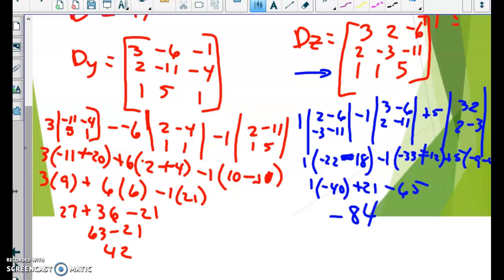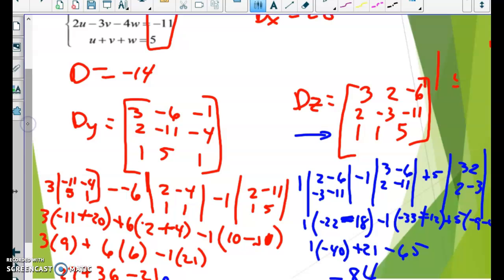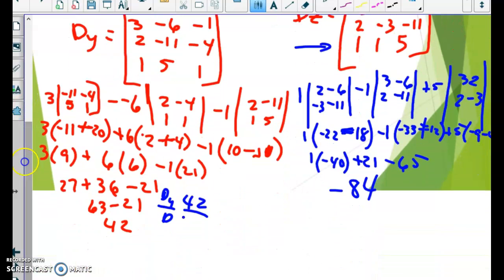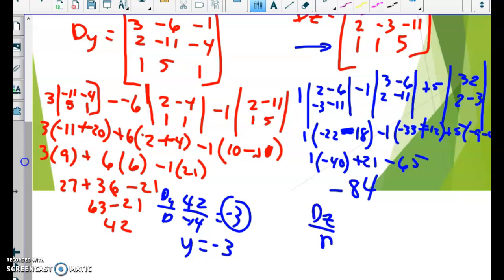Alright, so I expanded out D of Y and D of Z, and I got 42 for the Y and 84 for the Z. Now to find the Y value, I have to take this 42, which is your D of Y, and divide that by the determinant of D. If we go back up, we remember that our D was negative 14, which gives me a negative 3. So Y equals negative 3. And to find Z, we have to take D of Z divided by our D, so 84 divided by negative 14. And that turns out to be negative 6.